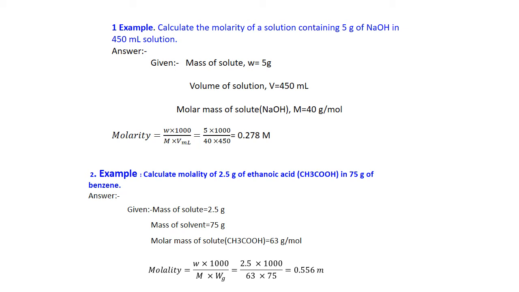Example number 2, calculate molality of 2.5 gram ethanoic acid in 75 gram of benzene. Mass of solute is 2.5 gram, mass of solvent is 75 gram, and the formula is W into 1000 divided by capital M into W gram of the solvent. So these are placed and we find out the value of molality.